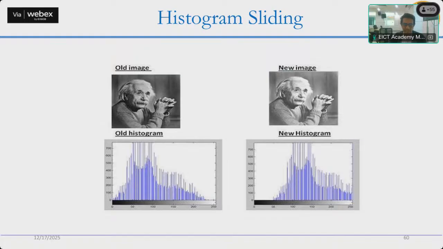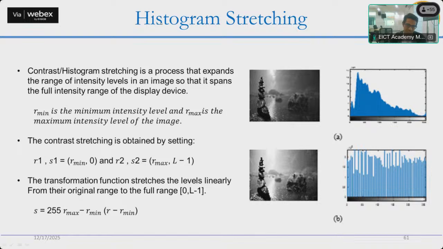Now we move to another technique, histogram stretching. What do we mean by histogram stretching? Histogram stretching was basically used when we were making the high contrast image. What we have done here is expand the range of the intensity levels in an image so that it covers the full intensity range. Remember, it is from here, but now it has been expanded to the board.